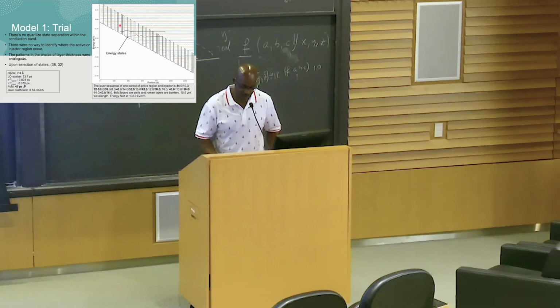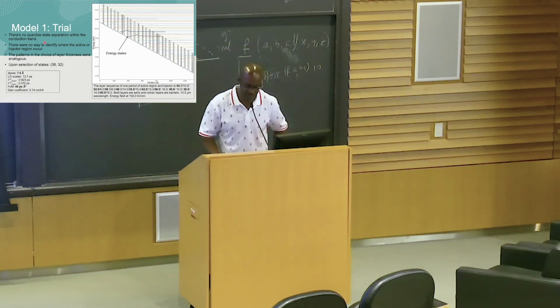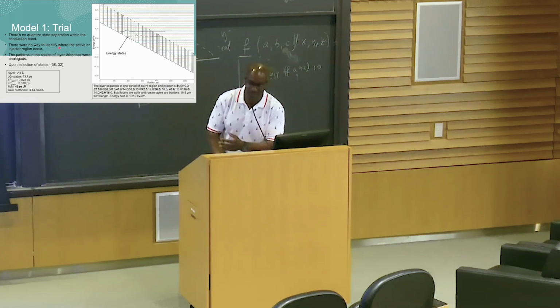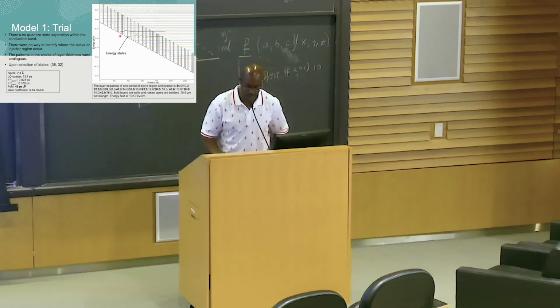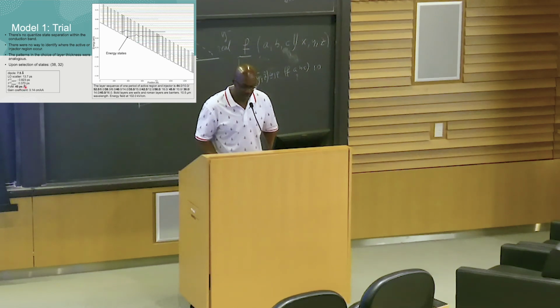As you can see here, my energy states are all over the place. These little squiggly things are considered your energy states. There was no quantized separation between the energy states, and there was no way for me to identify a particular active region, which is usually in this area, or an injector region. And as you can see here, my figure of merit is 45 picoseconds square angstroms, which is relatively low for this particular model.